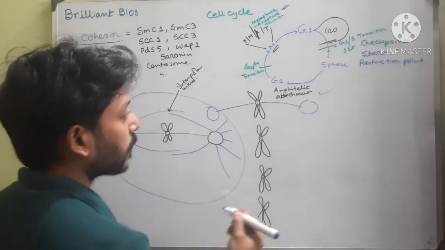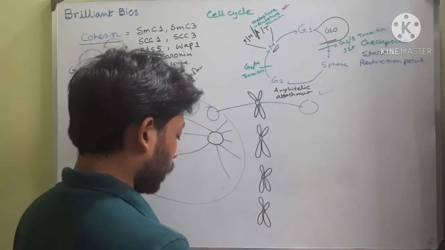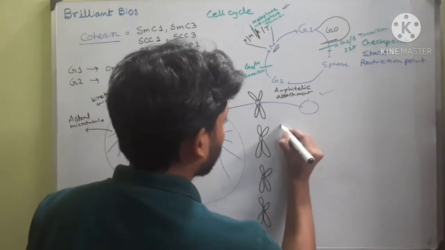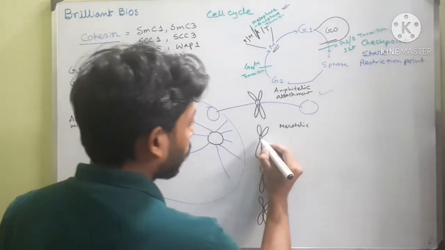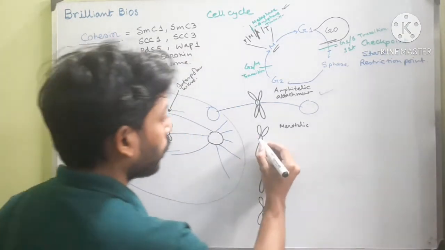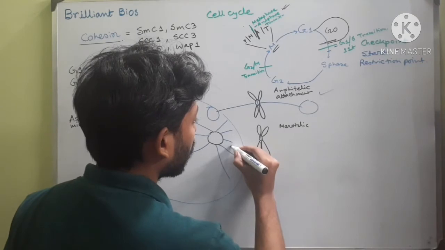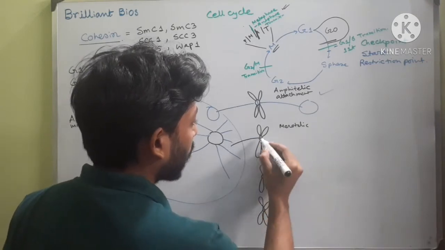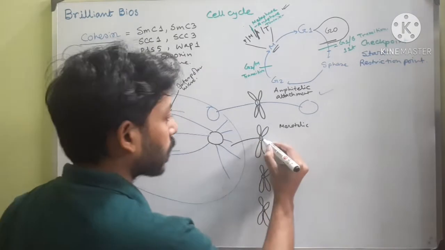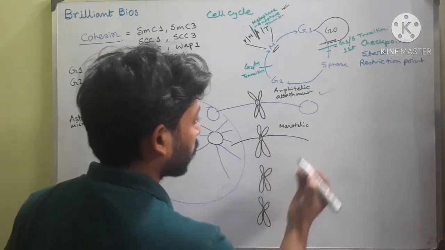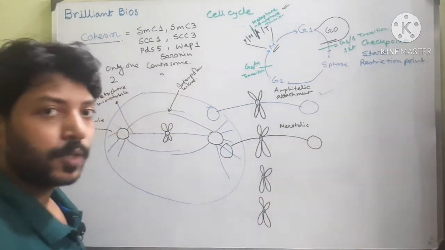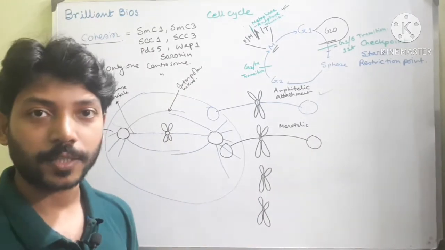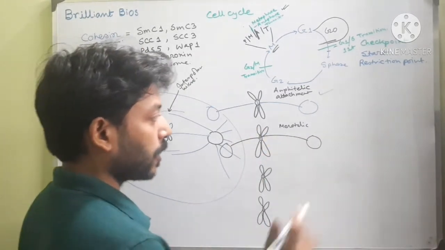But another thing can occur, that is called merotelic, in which one kinetochore attaches with a microtubule and the same kinetochore also attaches with another microtubule from the other centrosome. Let's suppose this is a centrosome, and this is a centrosome. One kinetochore attaches with 2 different centrosomes. This is called merotelic attachment. This is not good.